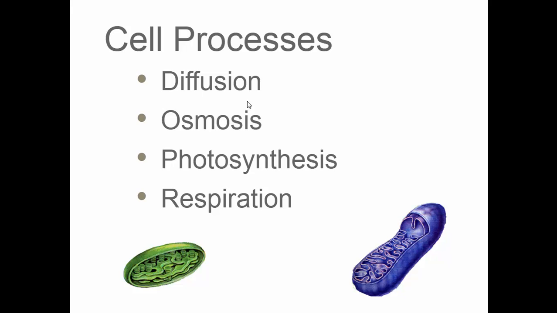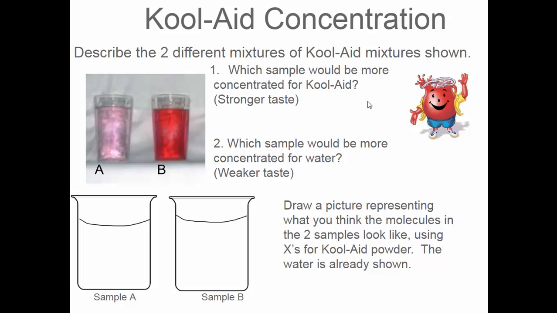All right, so the cell processes that we are going to be talking about here are called osmosis and diffusion, and photosynthesis and respiration. My guess is you've only heard of one of these. Is that correct? All right, so we're starting today with talking about diffusion and osmosis.